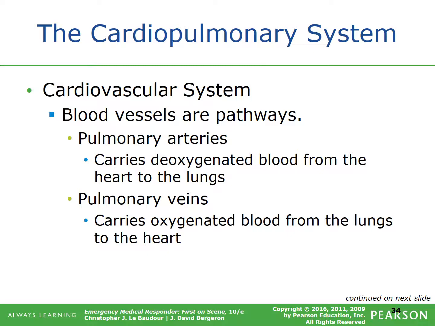Deoxygenated blood that has been returned to the right side of the heart through the veins is transferred to the lungs via pulmonary arteries and arterioles, finally entering the pulmonary capillaries, which surround the alveoli where gas exchange takes place. The oxygenated blood then returns to the left side of the heart through the pulmonary venules and veins where it is pumped back out to the body.